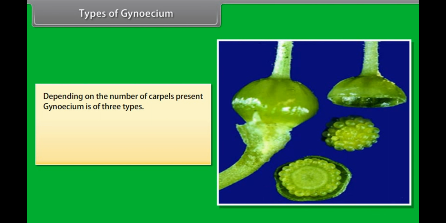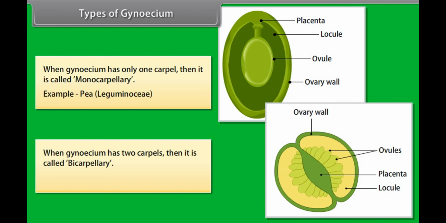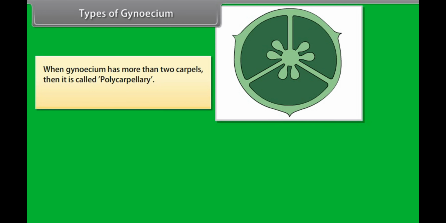Types of gynoecium. Depending on the number of carpels present, gynoecium is of three types: monocarpellary, bicarpellary, polycarpellary. When gynoecium has only one carpel, then it is called monocarpellary. Example, pea, Leguminosae. When gynoecium has two carpels, then it is called bicarpellary. Example, Solanaceae, Cruciferae. When gynoecium has more than two carpels, then it is called polycarpellary.